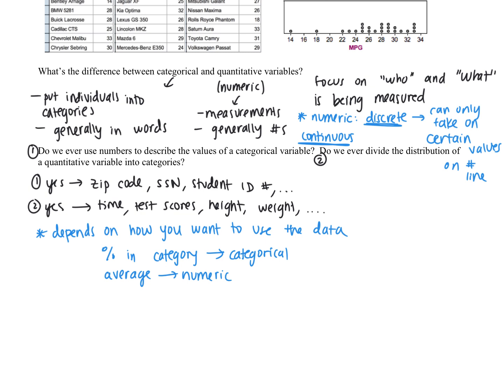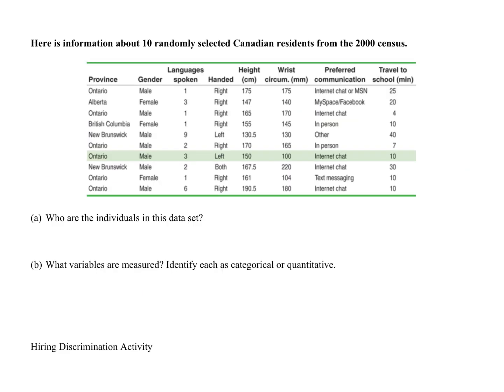Okay, questions for me before we look at an example? Okay, so top of the next page. Below is information about 10 randomly selected Canadian residents from the 2000 census.